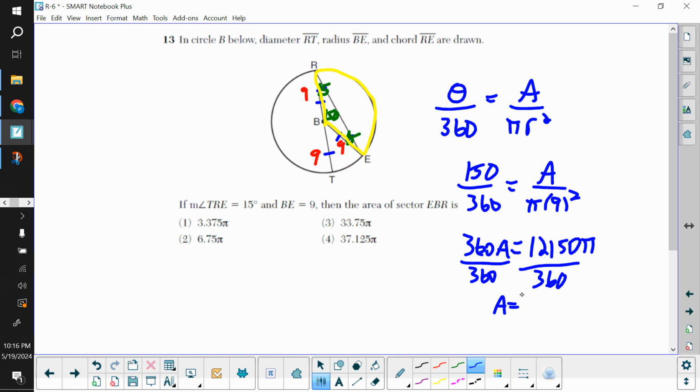Now note all the answers are in terms of pi, so we're just going to divide those other numbers. And notice it is in decimal form, so it's probably not going to come out nice. So when I put it in my calculator, instead of just hitting enter, I'm going to either put the decimal point after the 360 or control enter, and that gives me 33.75 and then pi. So that ends up giving us choice 3.